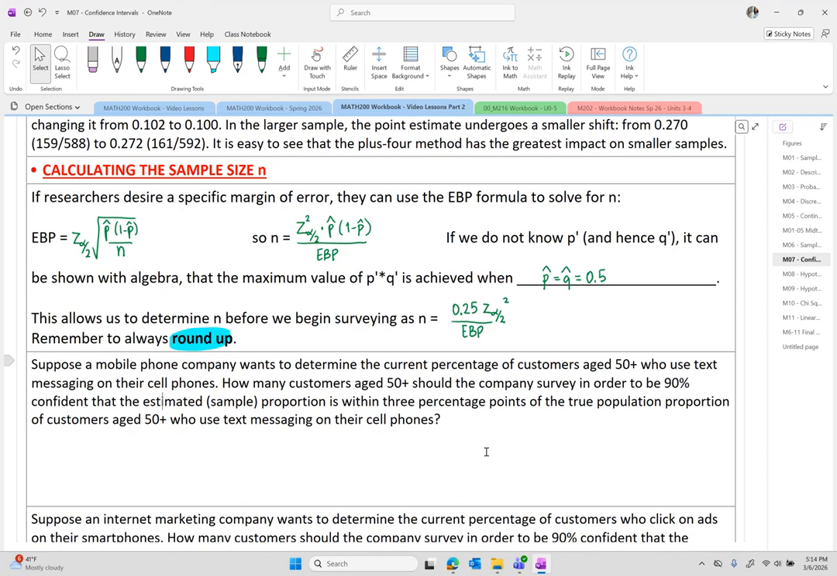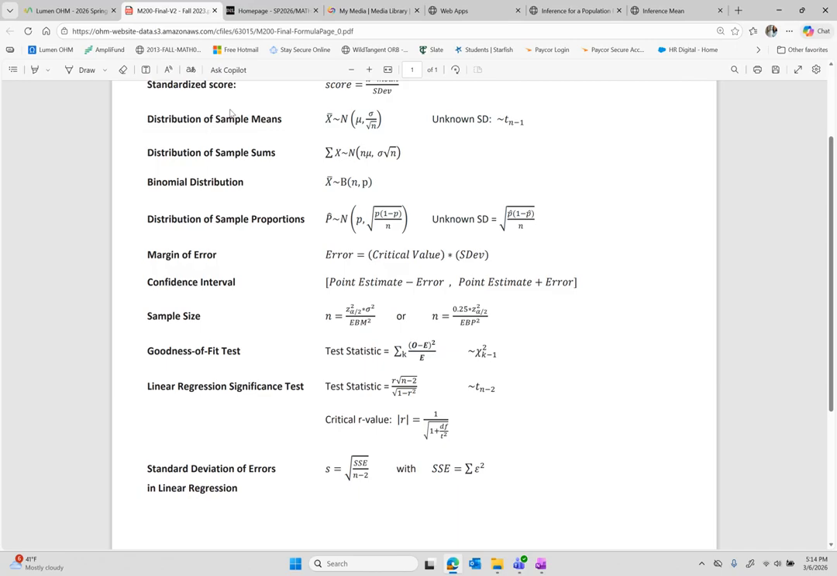If we solve this for n, the formula will be z squared times p hat times q hat divided by the error squared. I should have said error squared here. And this formula is also available in your final exam formula packet. For the sample size, the first formula we used previously was for the mean, and here is the formula for the proportion.